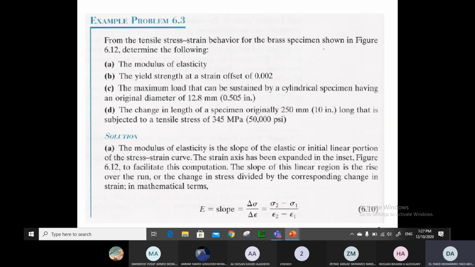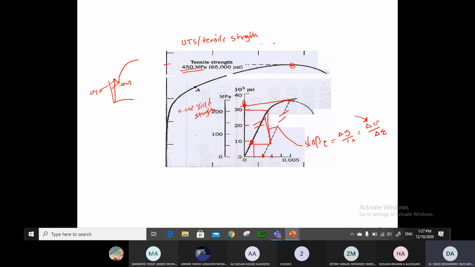Another thing which we could be asked is what is being mentioned here. It says, what's the maximum load that can be sustained on a cylindrical specimen with the original diameter of this much? So the original diameter D naught is equal to 12.8 millimeter. It says, what is the load? Basically, you can say the stress is equal to force over the original area, and that original area is pi over 4 times 12.8 squared. You can get that.